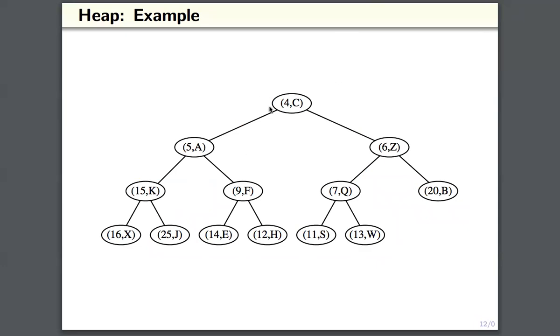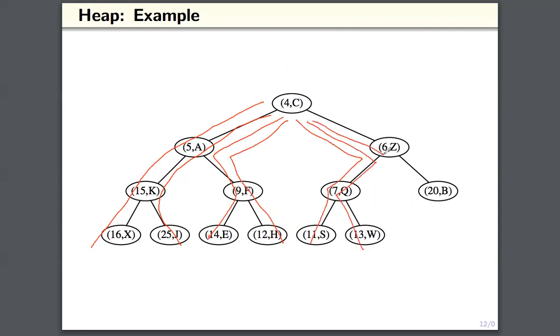Okay, now look at this. You can say that there is some kind of ordering. What is that ordering? Look at this. From root to leaf, this path is sorted. This path is sorted. This path is sorted. This path is sorted. This path is sorted. Every path from root to leaf is sorted.